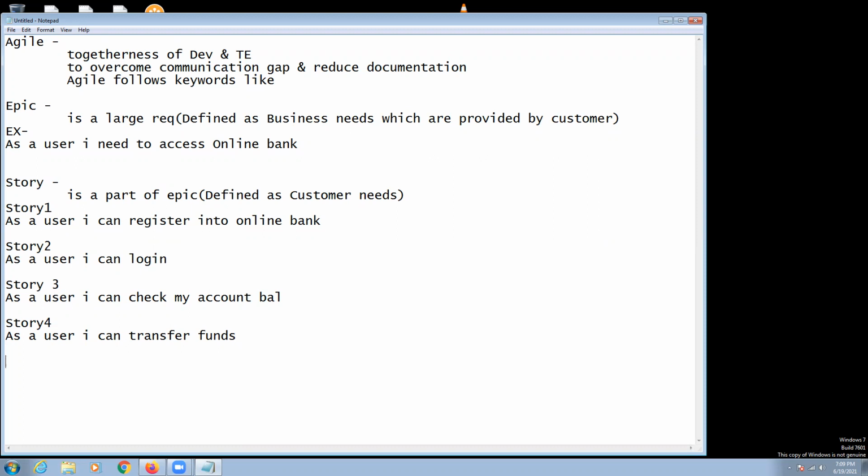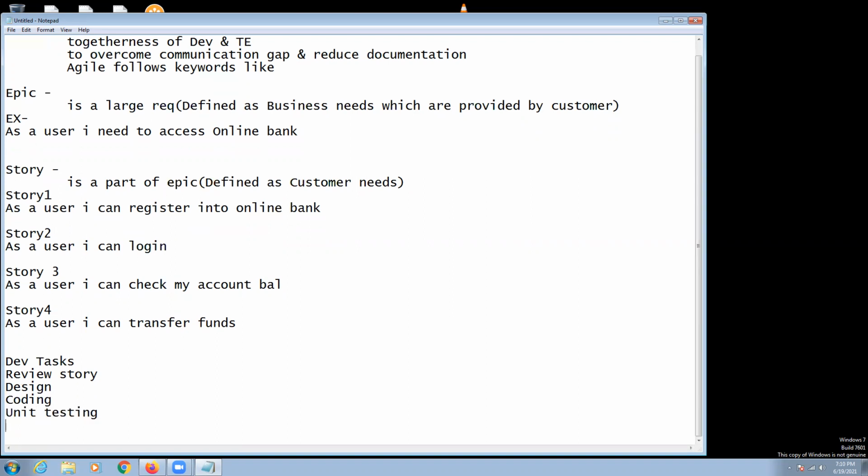And on every story, there are tasks to be performed by the team of developers and test engineers. The developers' tasks are: we do a review of a story, some designing, coding, and so on, the unit testings, the integration testings. All these are tasks performed by the developer. Whereas the test engineer tasks: we start by studying the requirements, and based on the understanding, we prepare a test case document, execute it, prepare a bug report, and so on. So this is what we discussed in yesterday's topic of agile.